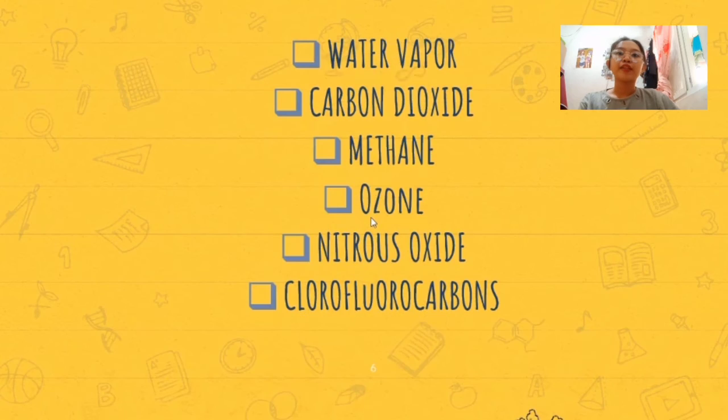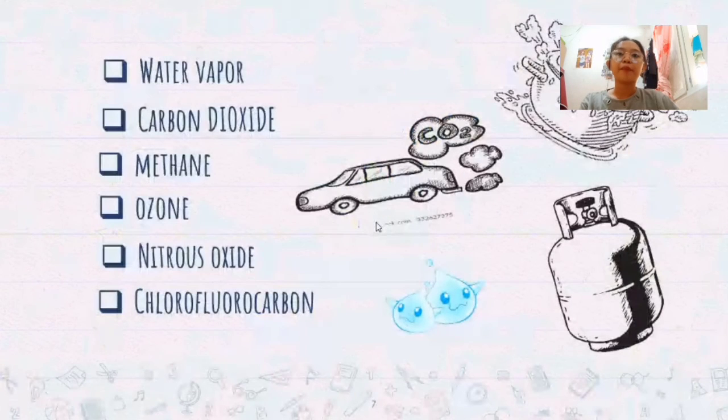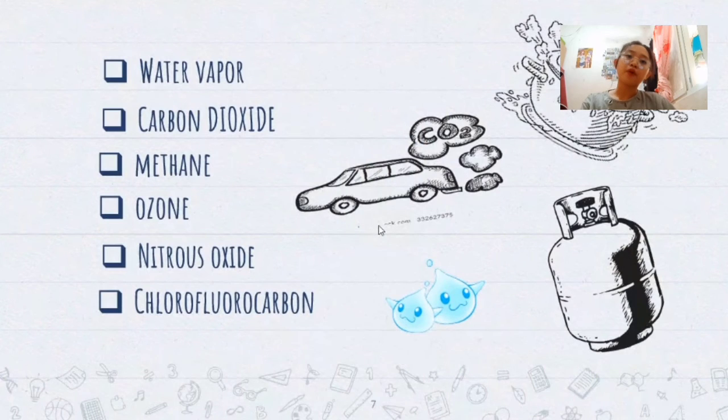So I will give a little bit of explanation of the main greenhouse gases. First we have water vapor. Water vapor is water in a gaseous instead of liquid form. It can be formed either through a process of evaporation or sublimation. Water vapor in the atmosphere serves as the raw material for cloud and rain formation.